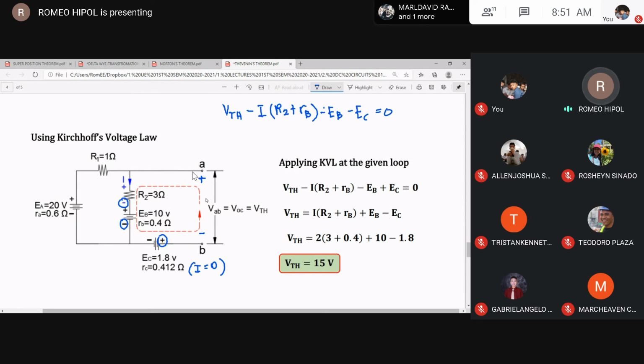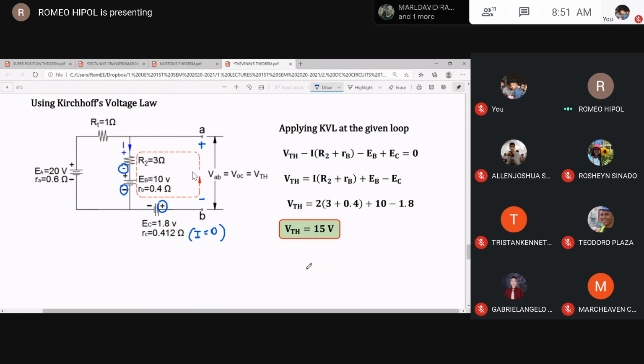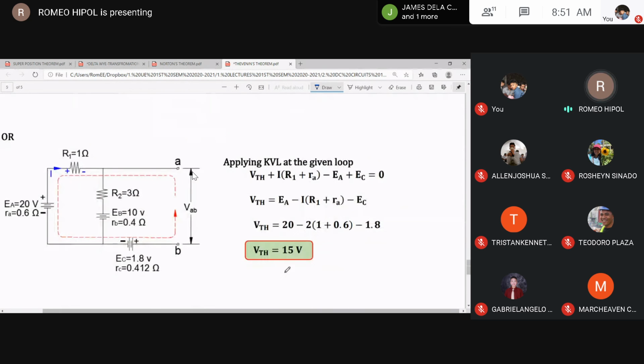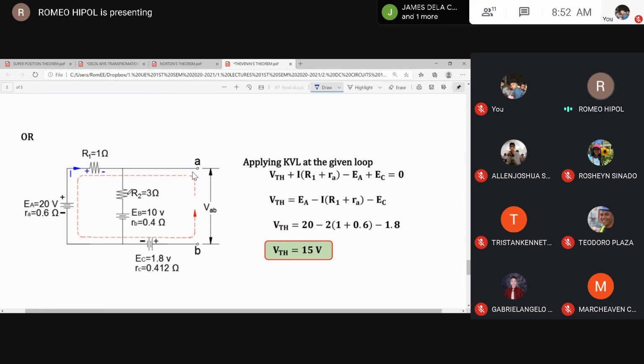The next step, substitute the following values, then we will get a Thevenin's voltage of 15 volts. Naintindihan? Okay. So, doon naman tayo sa external loop. The external loop, same procedure lang.